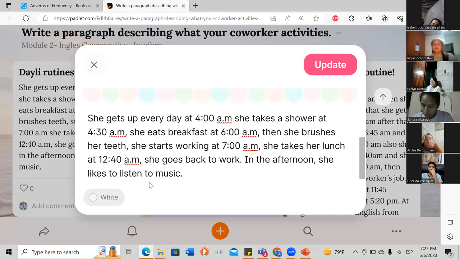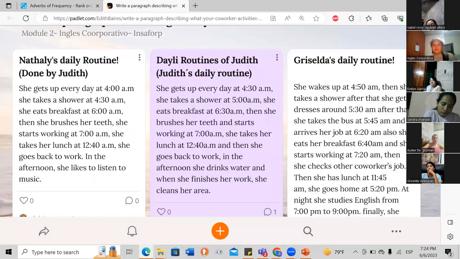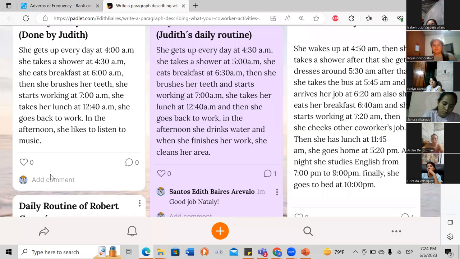Okay, ahorita no importa que no usemos conectores, pero podemos usar una coma para dividir las oraciones. Luego, later on, we're going to see like a linking words, palabras que hacen como unión de la idea, para que usted vaya buscando la estructura a su párrafo, okay? But now it's okay, don't worry. It's okay in this way. That was very good. Natalie. No, Judith. Okay.